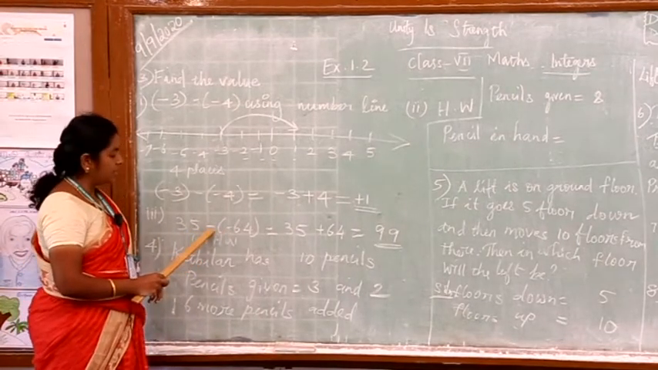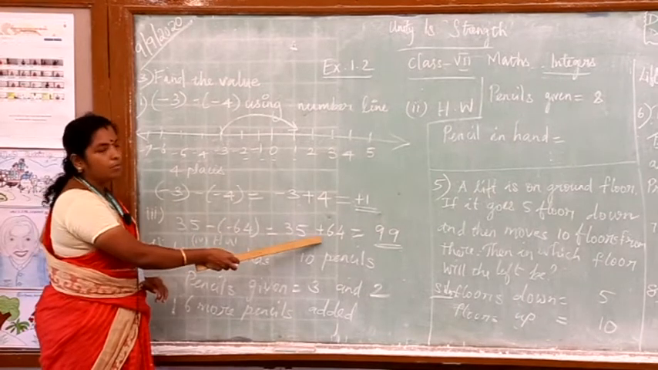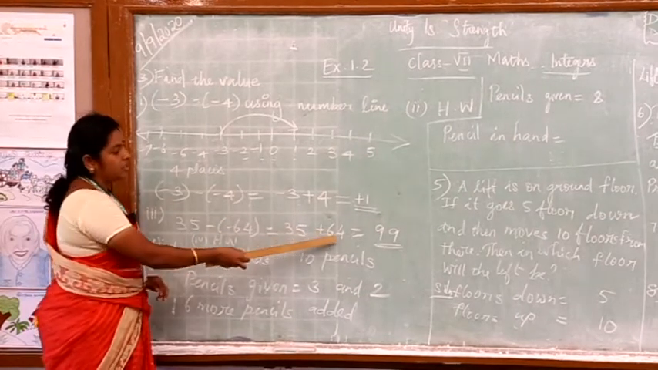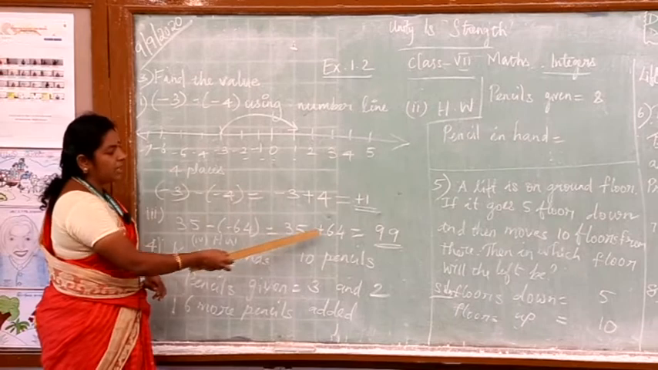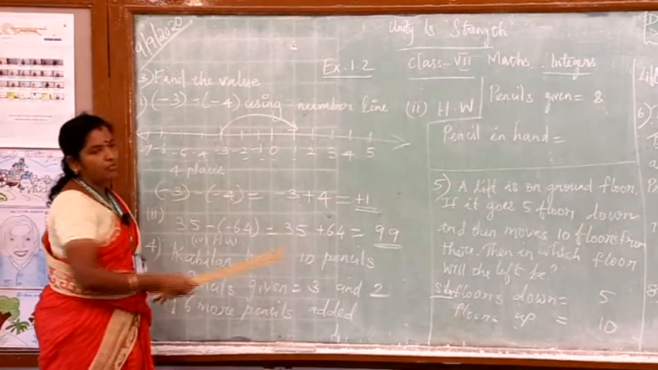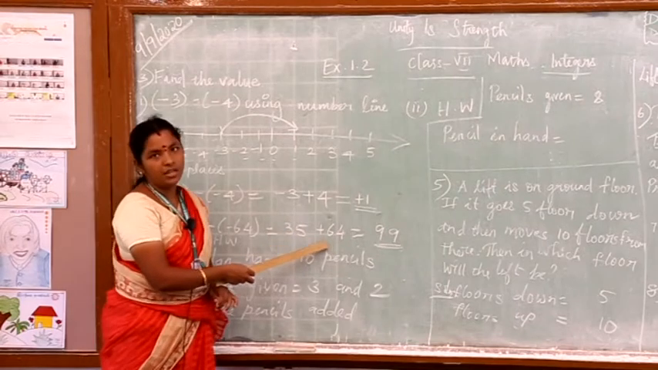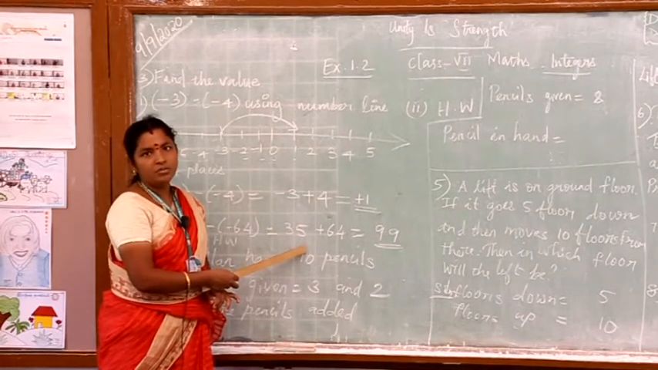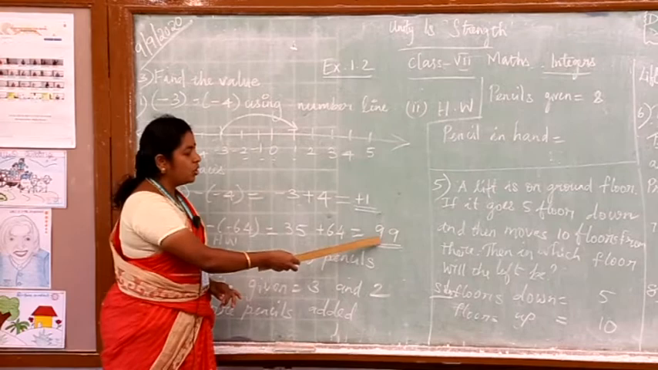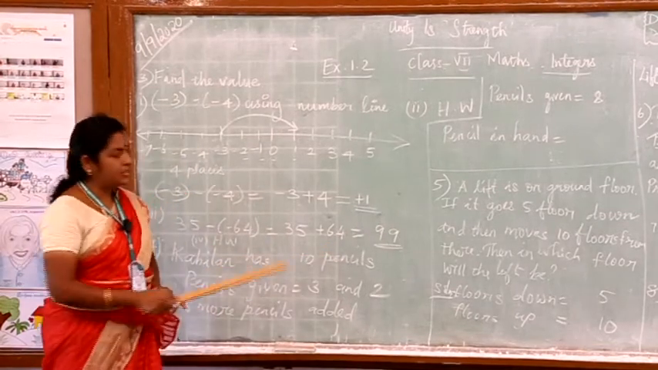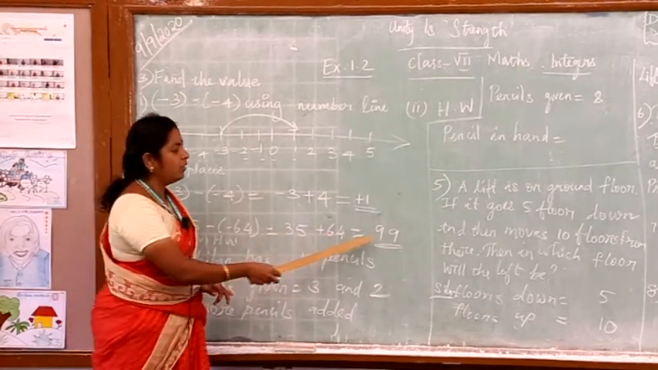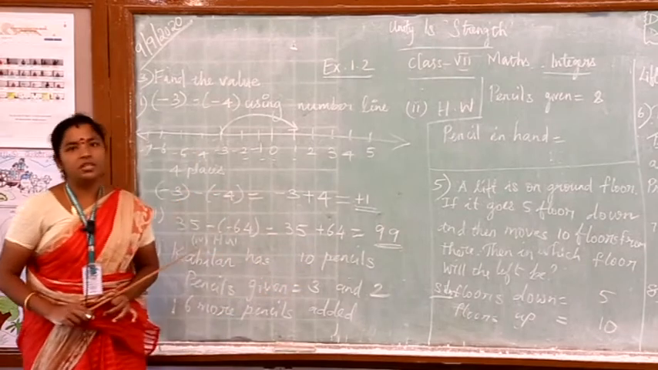So, as you know, minus of minus becomes plus. 35 plus 64, minus of minus becomes plus here. So, we are going to add these two numbers, because we have the same sign: add and put the same sign. So, your number is 99. Since both the numbers are positive, we are giving the answer as positive here.